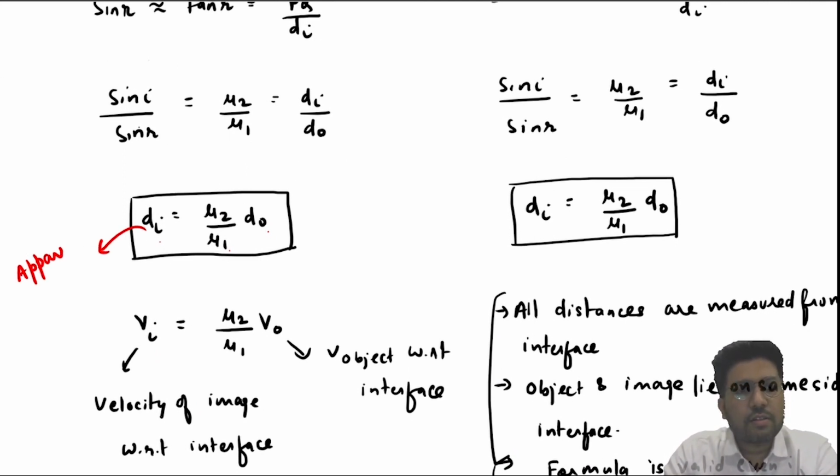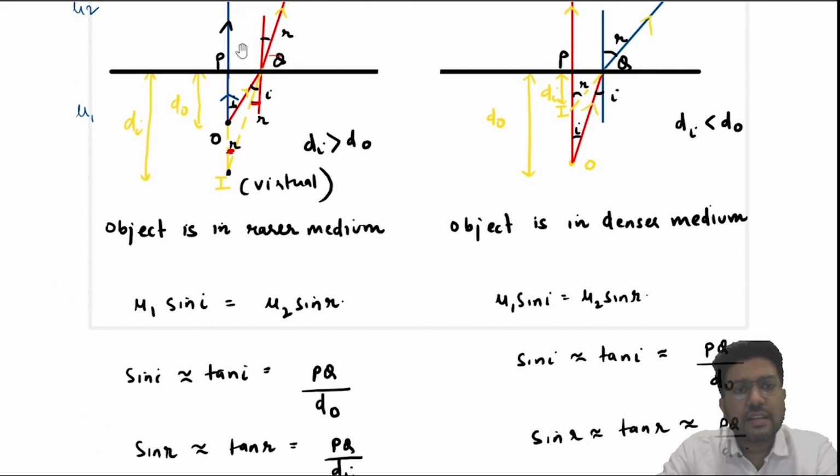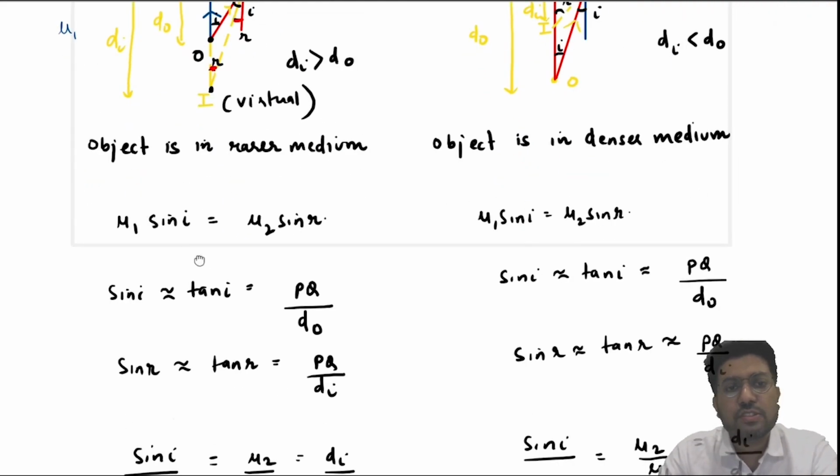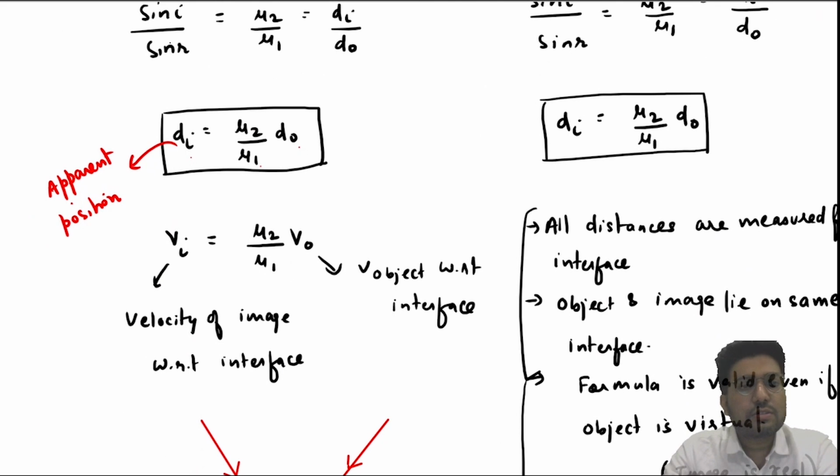Sometimes this di is also called the apparent position of the object, because whenever the observer looks at this object, he will see that the object is not at this position but at this position. He will be unable to see the object at this position, but he will see the object at the position of the image. So this di is also called the apparent position of the object as seen by the observer.